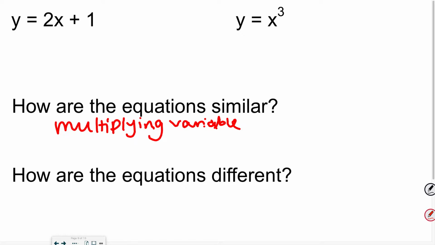The one on the left is multiplying by 2 then adding 1, and the one on the right is actually a cube. Whatever you plug in for x is cubed over here. And then over there, it's being multiplied and then added. So different calculations.